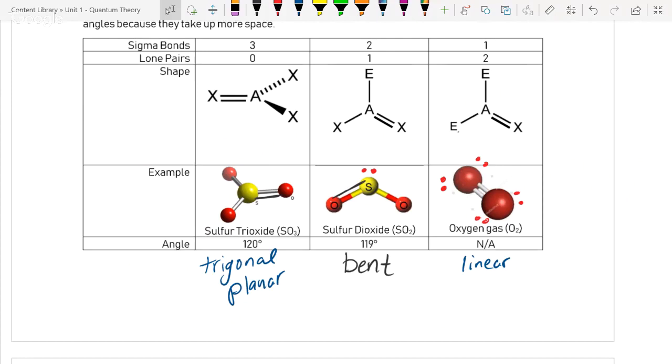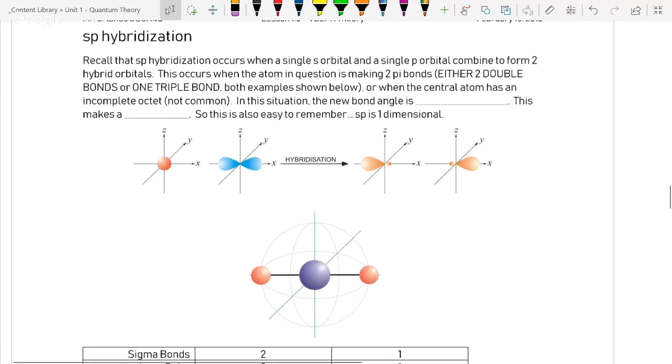Okay, so we've talked about sp3 hybridization. Sp3 hybridization happens when we have no pi bonds. Then we said if we have a pi bond, we have to keep one of those p orbitals. So now what kind of hybridization do we have? Sp2. Good. Now in the next case, how many pi bonds are we going to be making? 2. And what are we going to call that hybrid state? Sp hybridization. Sp hybridization occurs when we have a single s orbital and just one of the p orbitals.